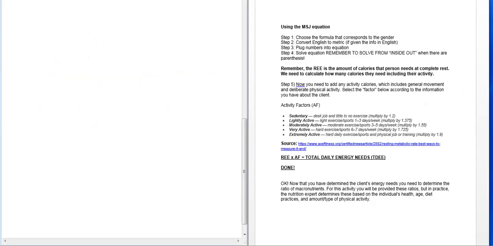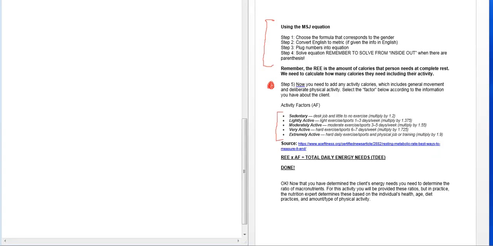Moving to the next page, you'll notice that we did steps 1 through 4 just a second ago. And now we are going to do step 5, which is to include her calories from physical activity. So these are the factors that you would not need to memorize, but would need to be able to plug into this equation, which is quite simple. So what this is doing is we're going to pick which category she's in, and then we're going to multiply it times that activity factor.